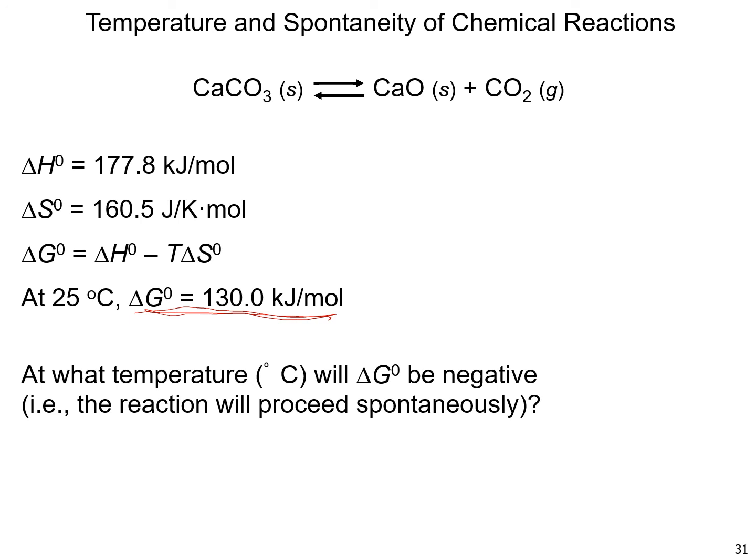So you guys remember this expression right here. If we want to figure out the temperature when delta G naught is negative or the reaction is spontaneous, the only way we can figure that out is by assuming delta G naught is 0. So again, we are going to do the same idea.